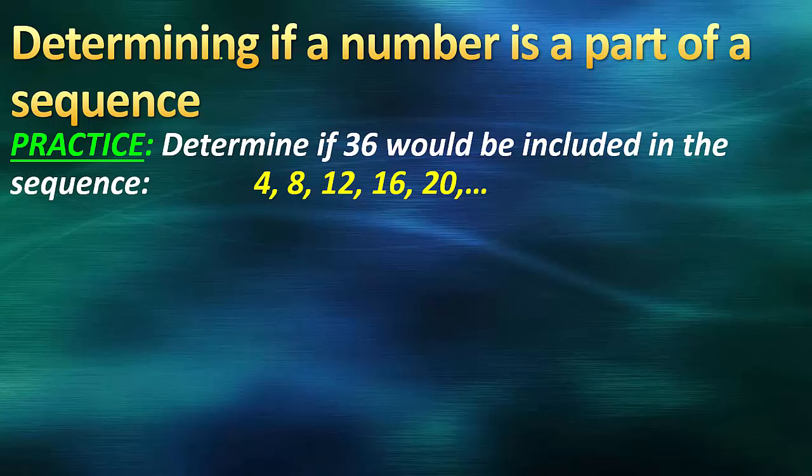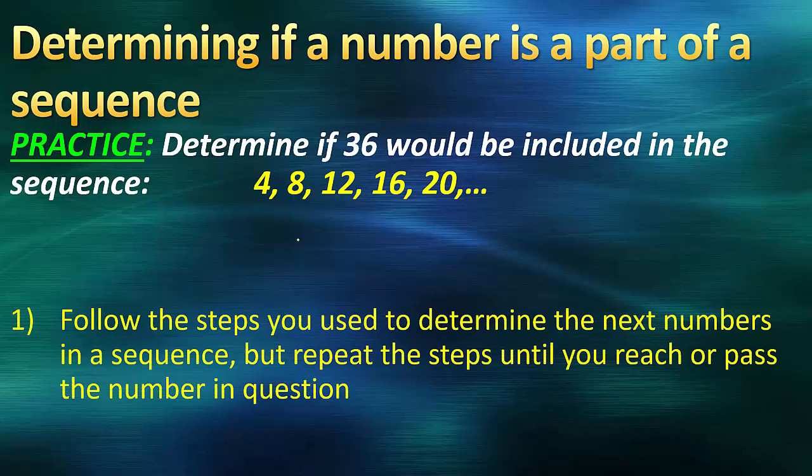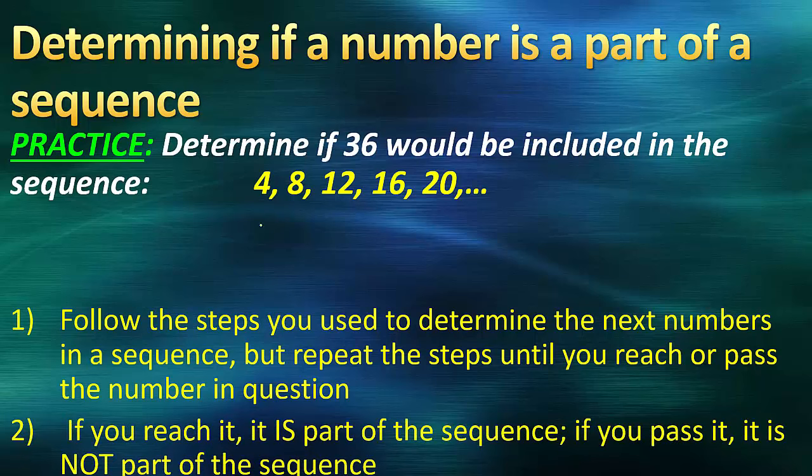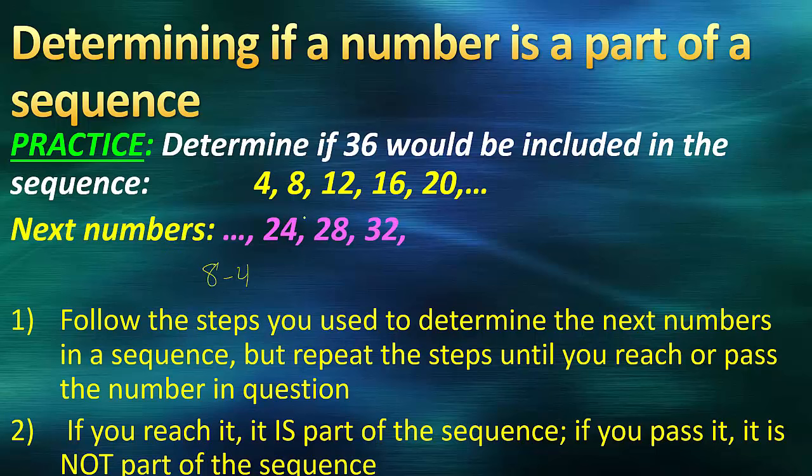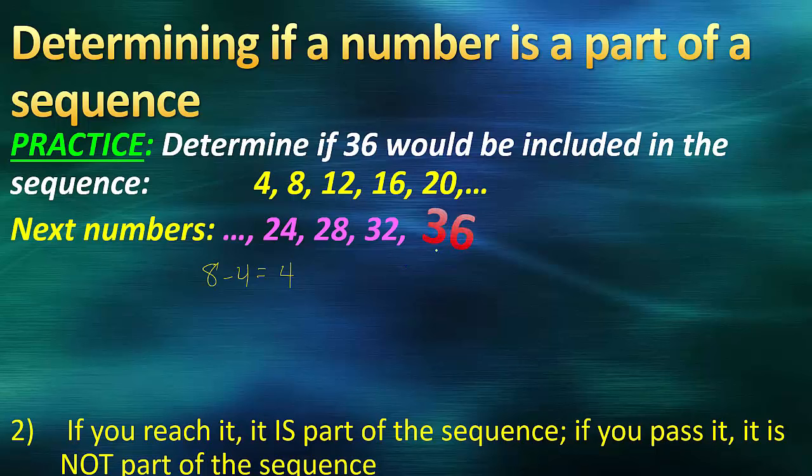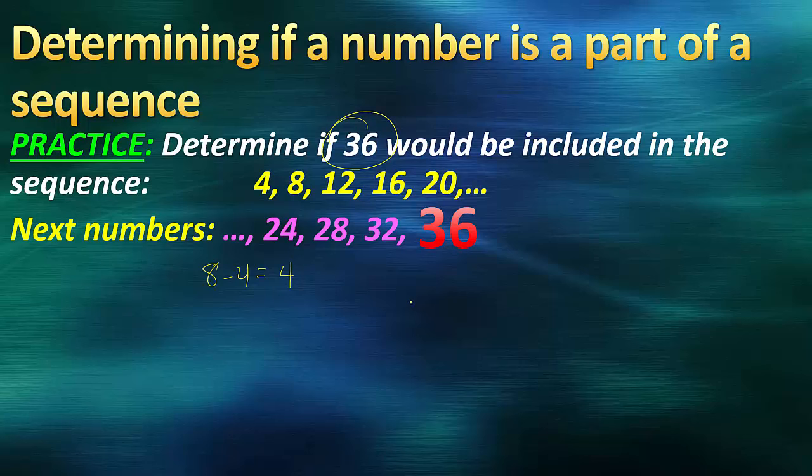Now, we might be asking you to determine if a number is part of a sequence. So determine if 36 would be included in this sequence. First, we need to follow the steps that we used before to determine what that rate of change is. So we're increasing. You can see we're going 4, 8, 12, 16, and we're doing it by doing 8 minus 4. Now you can probably tell that by looking at it, but we know it's increasing at a rate of 4. So if I was to continue that, 24, 28, 32, and then next would be 36. So 36 is a part of that sequence.